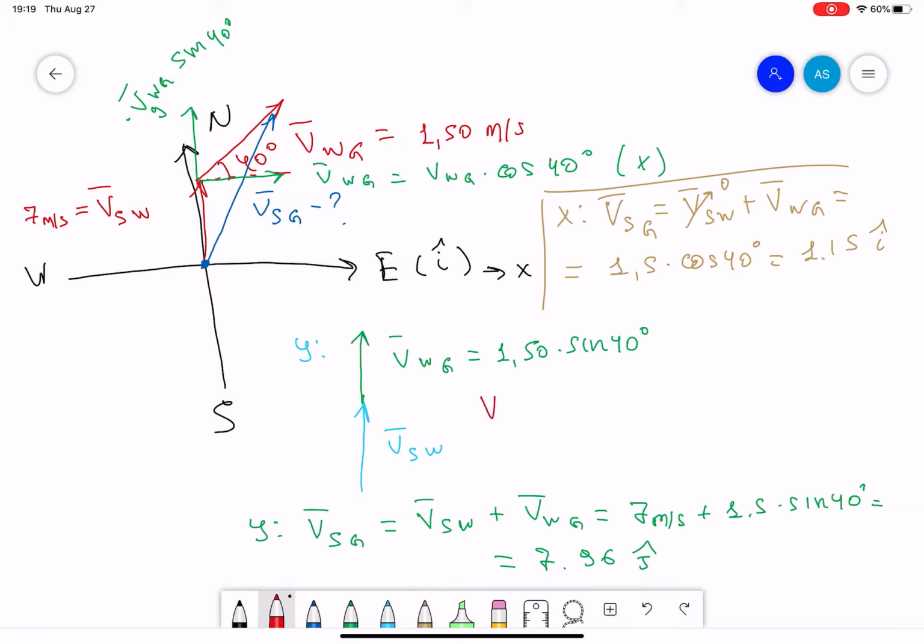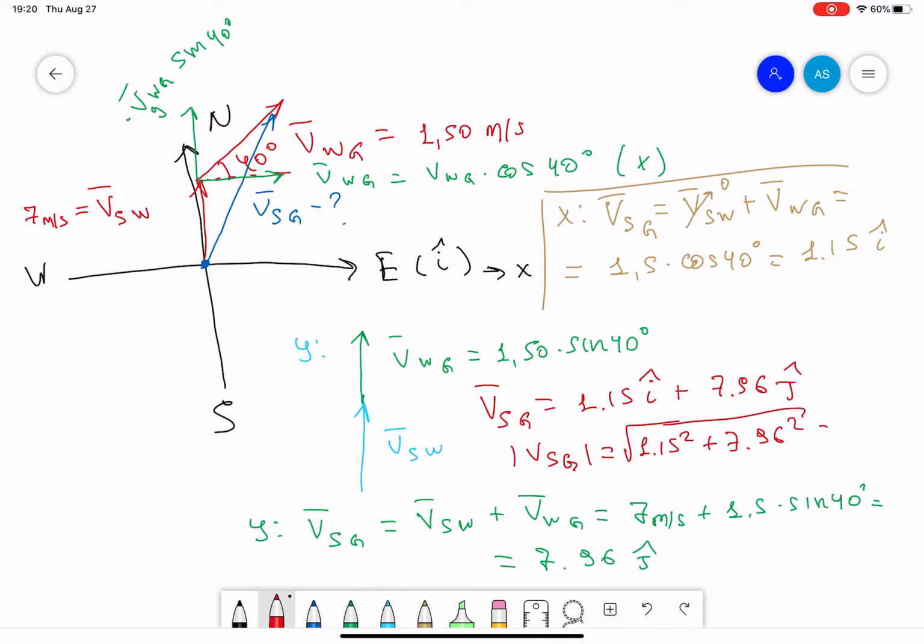So now we got that the velocity of the ship relative to the ground is given as 1.15 i vector plus 7.96 j vector. Obviously you can find the magnitude of it: the square root of 1.15 squared plus 7.96 squared. If you calculate it, you will see that your answer is equal to 8.04 meters per second.